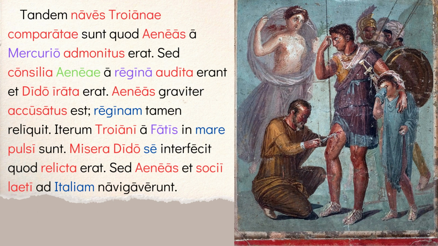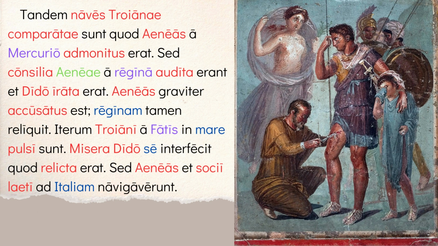Then you have Aeneas graviter accusatus est. So Aeneas, he was accusatus est, he was accused. It's perfect tense passive voice. And he was accused graviter, gravely or vehemently, maybe gravely is a good word for it. He was gravely accused. So in other words, she accuses him, but it's passive voice. So he was accused. Reginam tamen reliquit. However, tamen, he reliquit, he left behind the reginam, the queen. So he gets accused and he leaves Dido behind. Okay. And he sets sail for Italy.